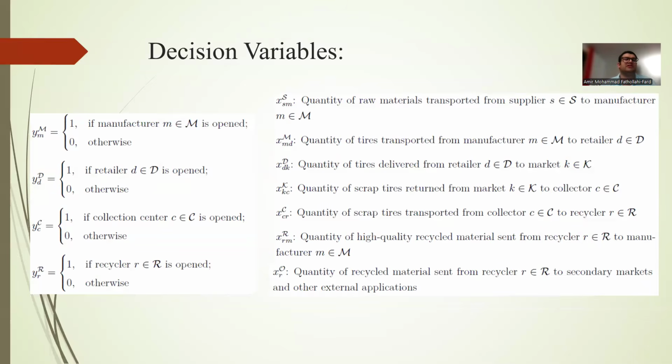To build the optimization problem, we have a set of binary variables that indicate which facility can be opened from the manufacturing centers, from retailers, from collection centers, and from recycling centers. There are also a set of non-binary, continuous variables for the quantity of transportation between the facilities. For example, the quantity of raw materials from suppliers to manufacturers, the quantity of tires transported from manufacturer to retailer, and some other variables which have been defined here.